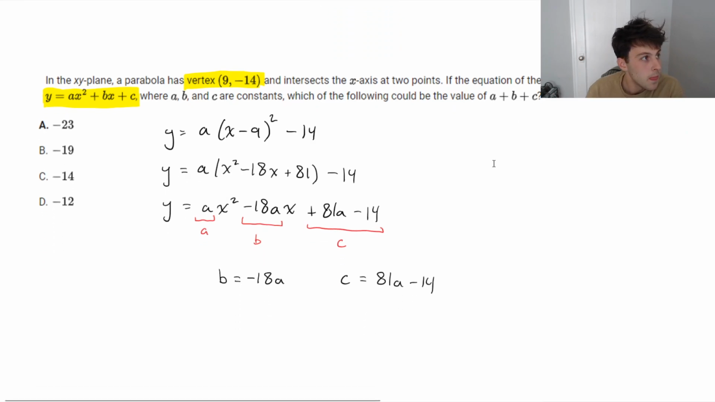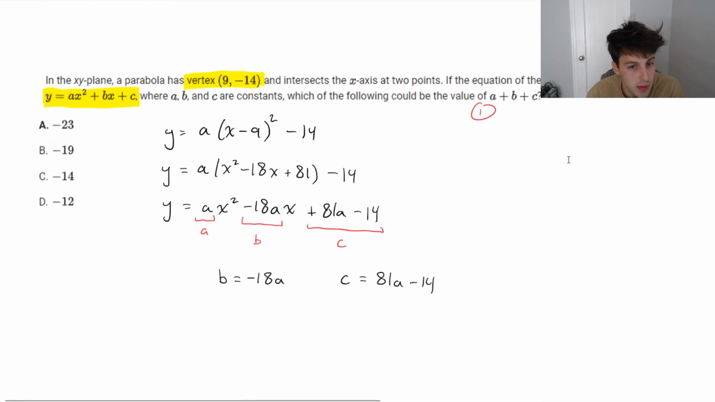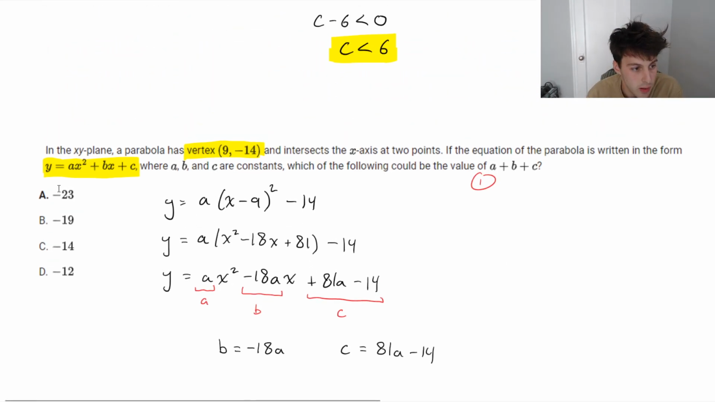So then it's asking us what's the value of a plus b plus c. So we kind of have three unknowns here, right? And we sort of have three different equations, right? So we're looking for our value a plus b plus c. This is going to be equal to one of our solutions here. So that's going to be one equation.